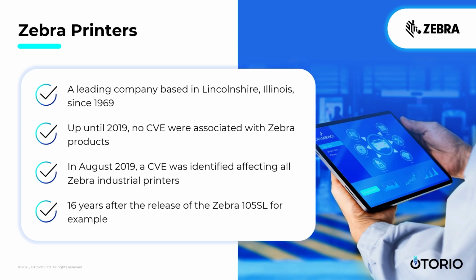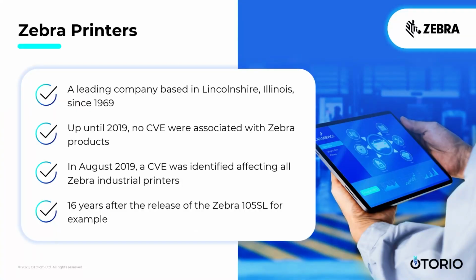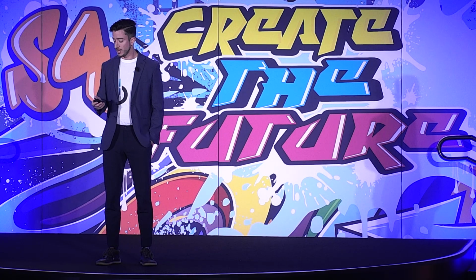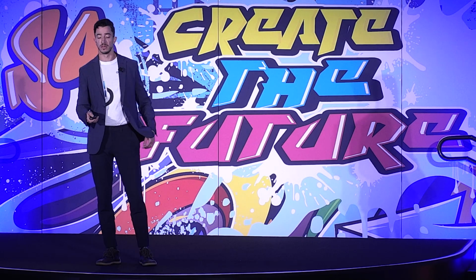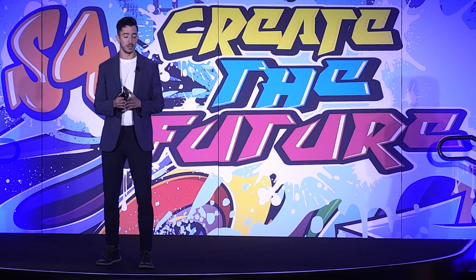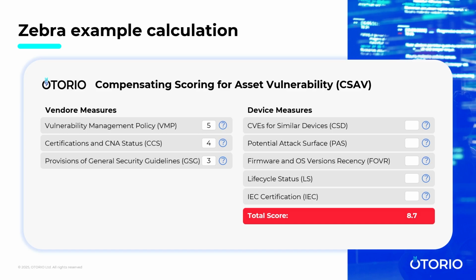What happened is in August 2019, a CVE was identified, and I don't know if luckily for them, but affecting all of their products. Again, this is an indication for us that probably until that day, it was never addressed. And just to take one of their leading products, right, Zebra 105 SL, for 16 years, no vulnerability at all.